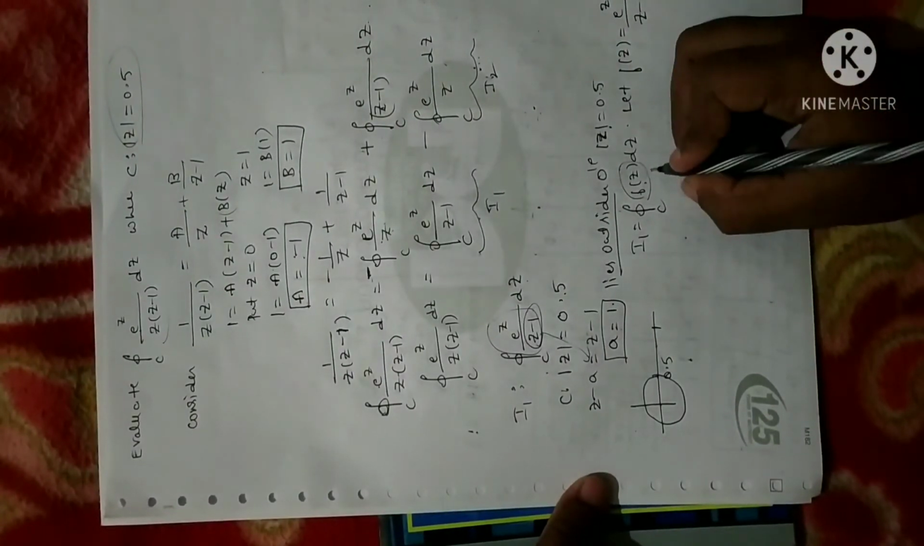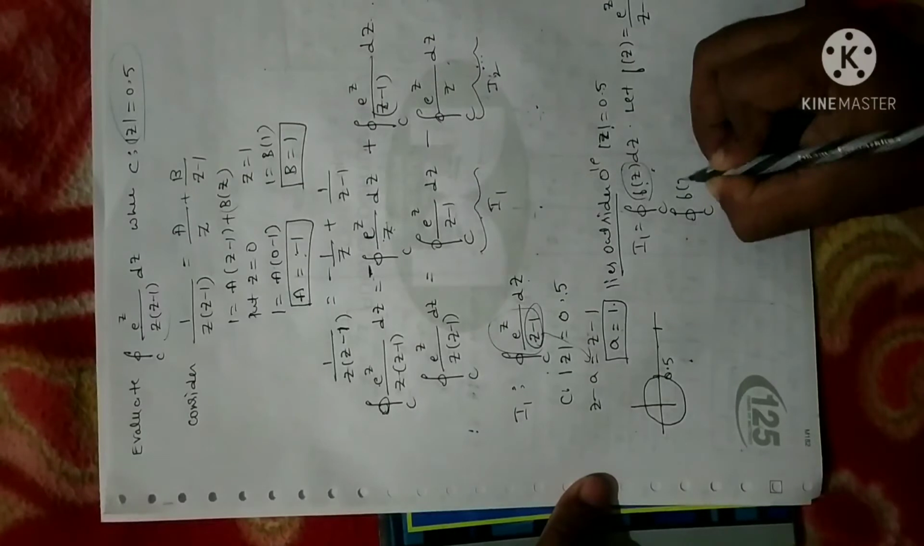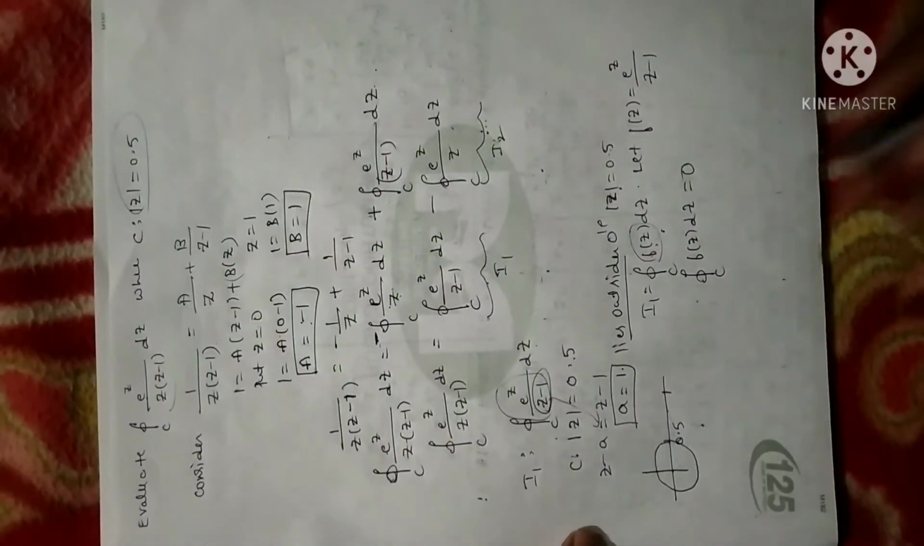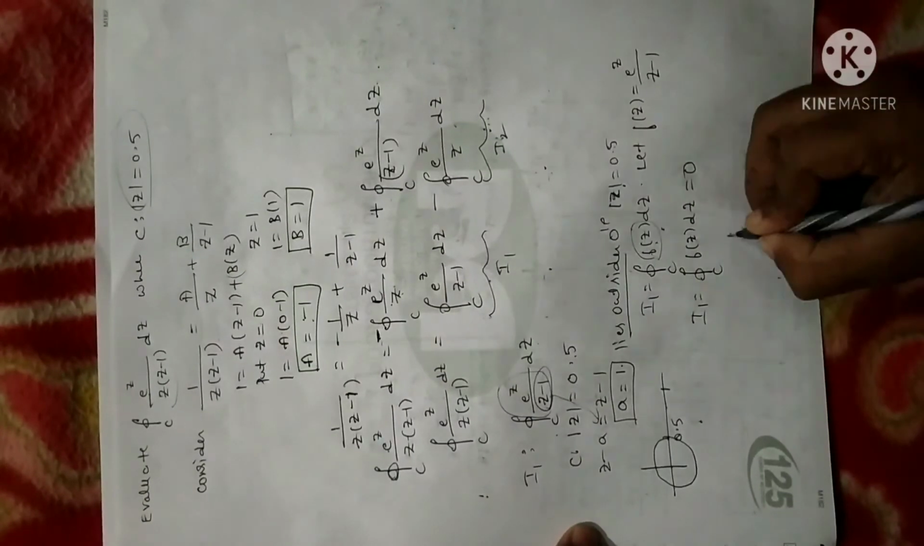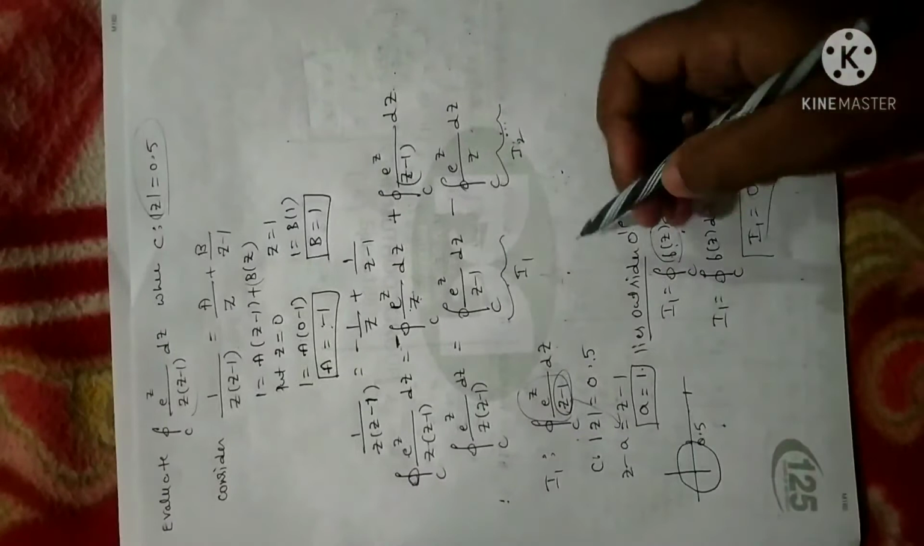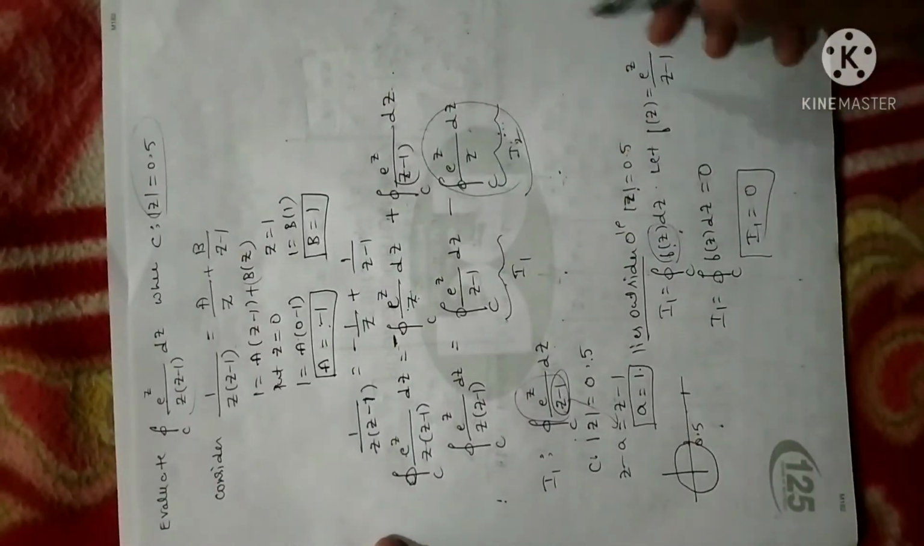So by Cauchy's integral formula we can directly write that the integral of f of z dz value is 0. So we have obtained I1 value as 0. Clear? By Cauchy's theorem. Why? Because it lies outside the circle. Now let me solve for integral I2.